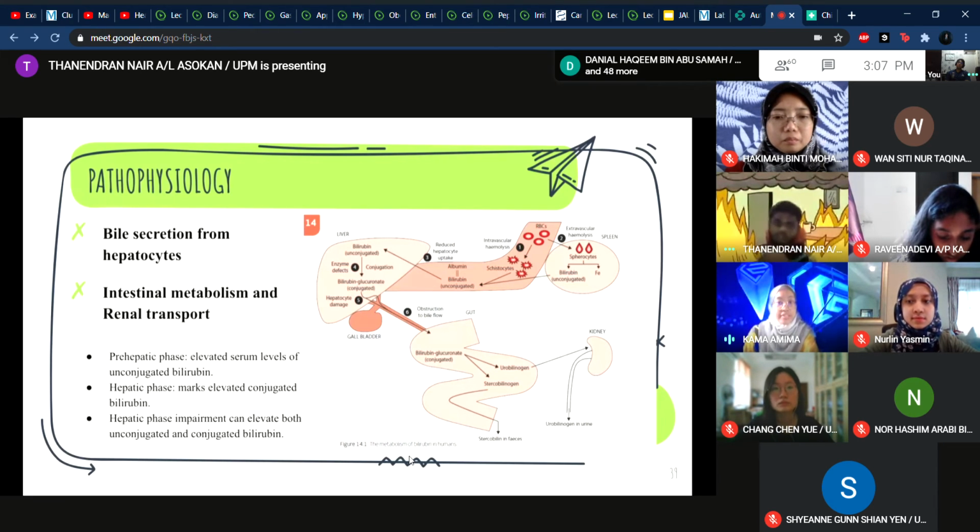So increased urinary excretion of urobilinogen can be due to increased production of bilirubin, increased reabsorption of urobilinogen from the colon, or decreased hepatic clearance of the urobilinogen. So next slide, please.